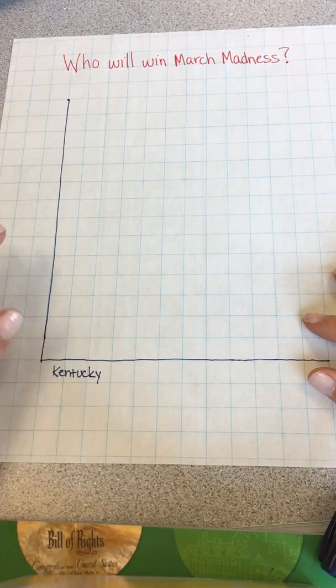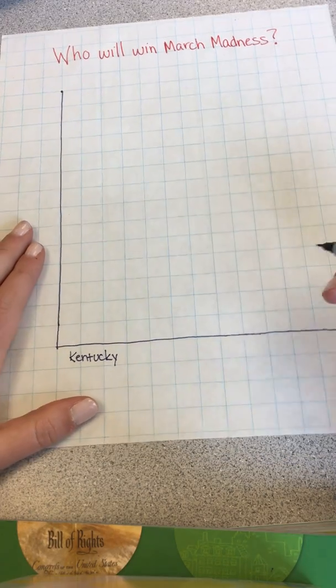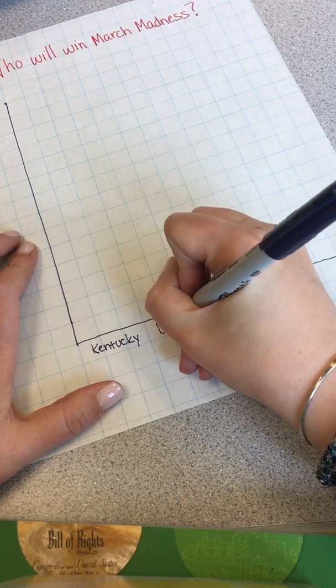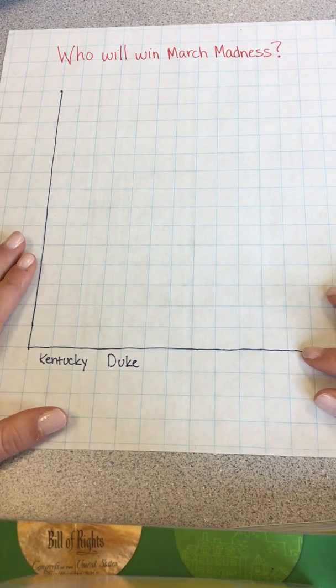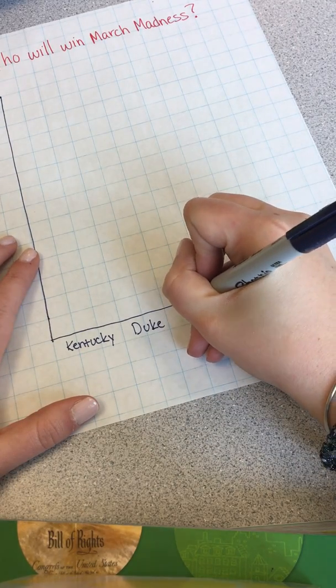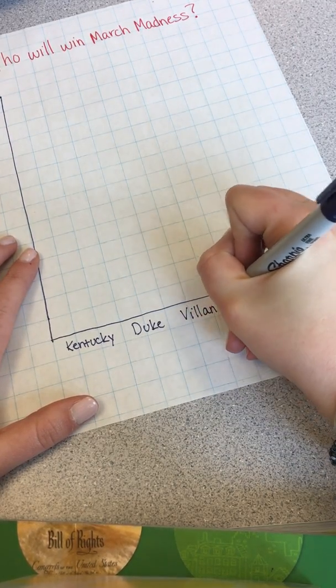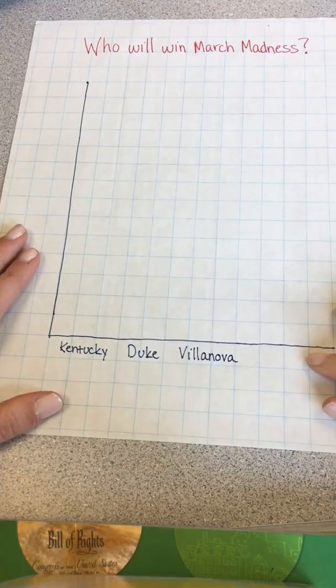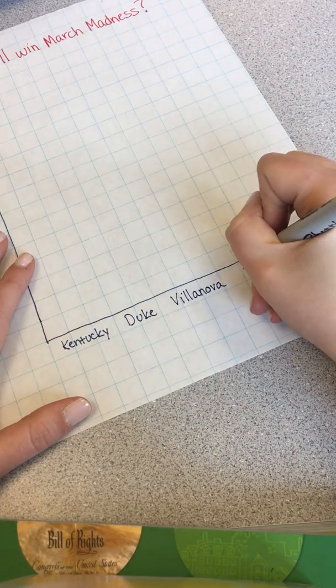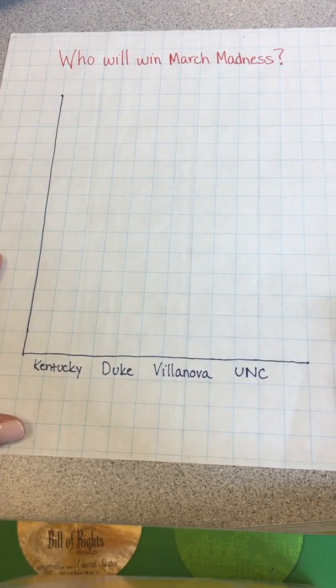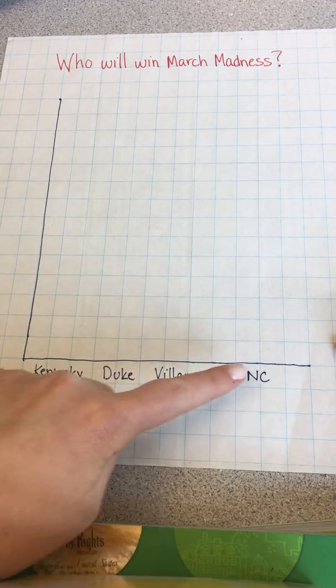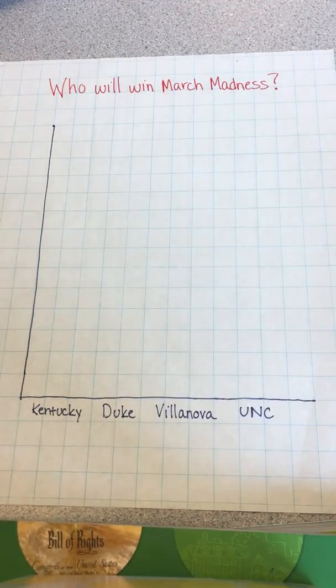And then I'm going to leave myself about a box worth of space before I write my next category. This will help so that my bars, when I go to graph them, don't run together and people can read them. So Duke is my second team. My third team is Villanova. And my fourth team, let's say UNC. So now I have my 4 teams, and yours might look different than mine, but this is where we write our 4 categories, so we can cast our votes.